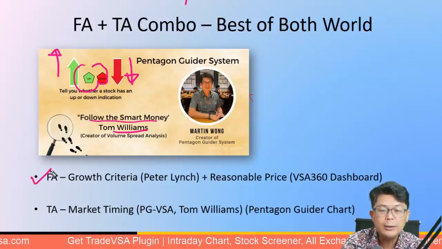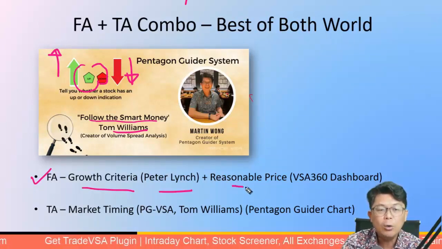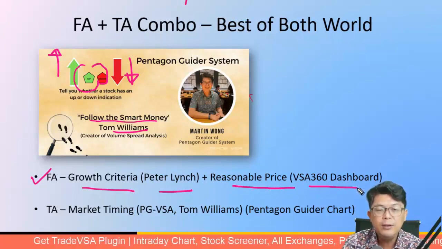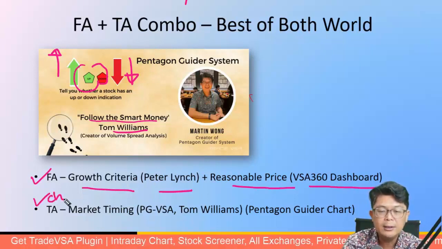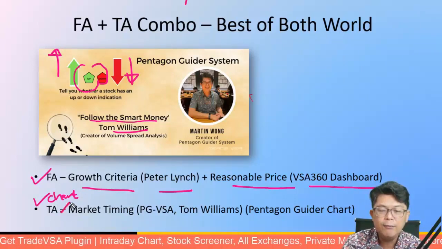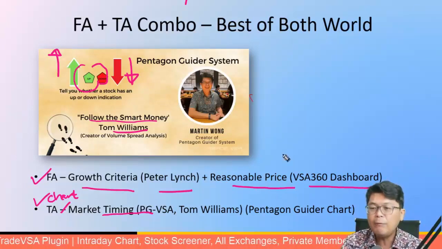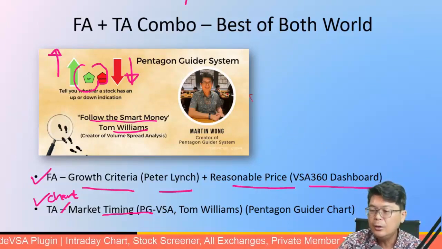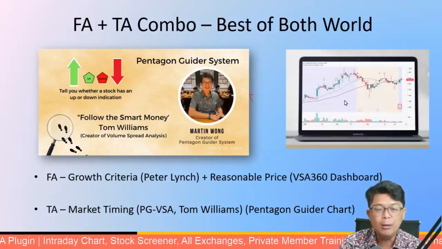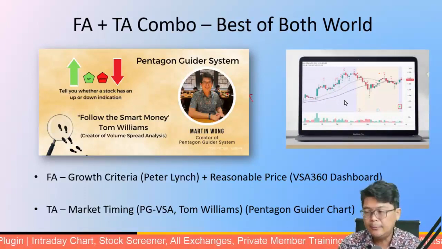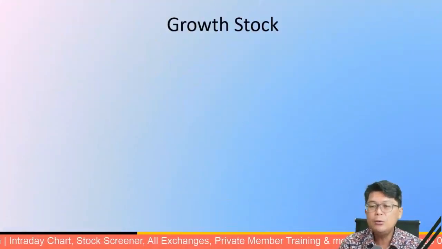So this is where we first use FA. We use the growth criteria from Peter Lynch, right? And we look for those shares with reasonable price, which is using the VSA 360 in here. And then finally, we move on to the charts. This is where we use the charting, strictly for market timing using Pentagon guided VSA charts. So if you have those two in mind, then you actually have the best of both worlds. This is our winning shares and winning trades in here, the Pentagon guider able to guide you.